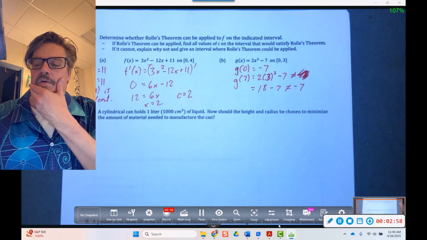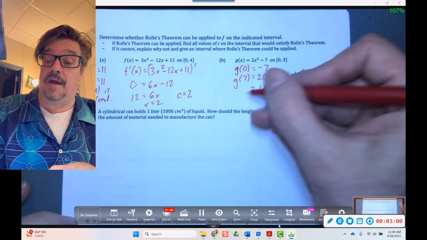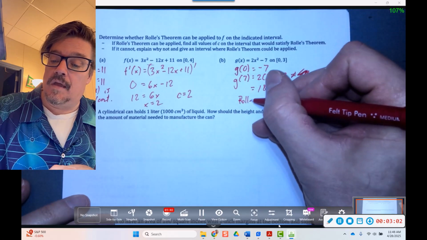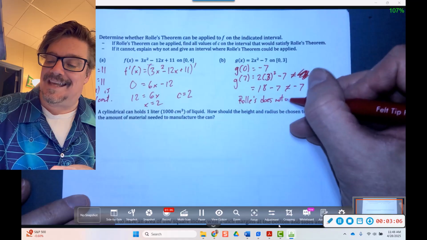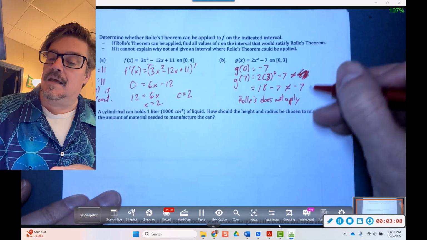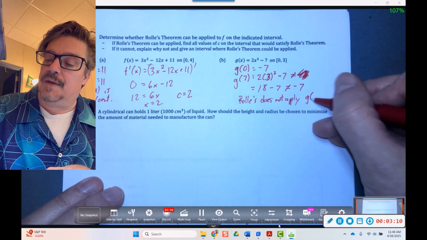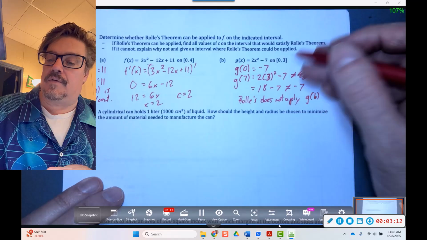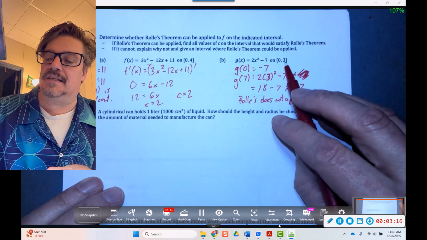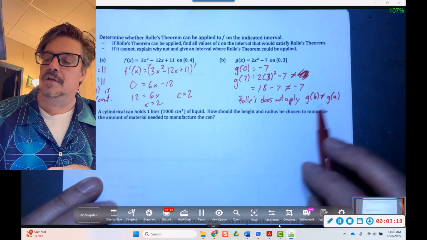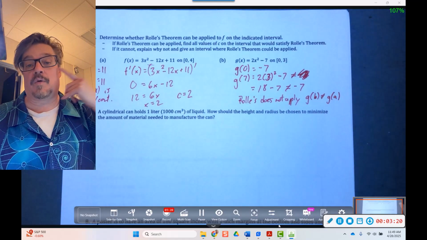So therefore, Rolle's theorem does not apply. You want to say it doesn't apply because g of b, that is g of 3, does not equal g of a. B is the second one, a is the first. They don't equal each other, so therefore it won't apply.